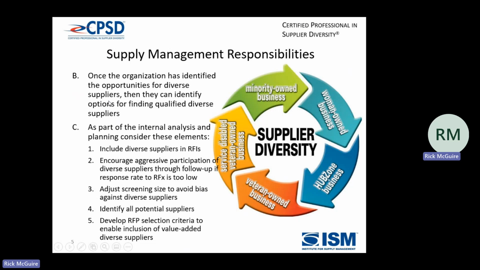Once the organization has identified the opportunities for diverse suppliers, then they can identify options for finding qualified diverse suppliers, like they know what they're looking for. As part of the internal analysis and planning consideration, these elements include diverse suppliers in RFIs, encourage aggressive participation of diverse suppliers through follow-up if response rate is too low, adjust screening size to avoid bias, identify potential suppliers, and develop the RFP selection criteria to enable the inclusion of diverse suppliers.